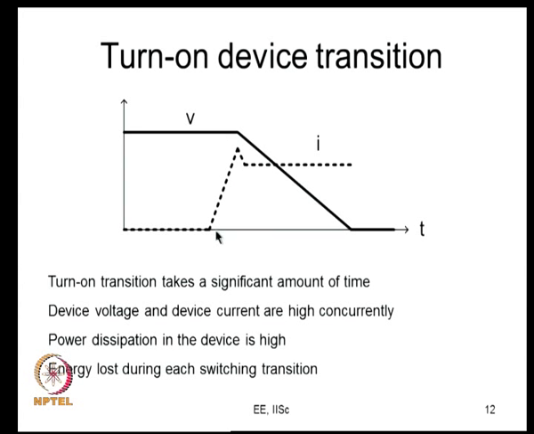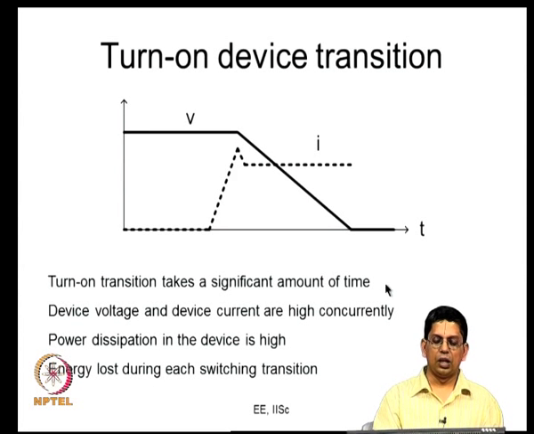So, the current starts rising some instant before that, and even before the current starts rising, somewhere here the gate signal would have been turned high. If you look at the entire switching transition time, it could be somewhere here where the gate signal went high to somewhere like this, when the voltage has collapsed down to 0, and in between the current has risen to the full value now. So, there is a significant amount of time that is taken for the turn on transition. In the early part, device voltage and device current are high concurrently.